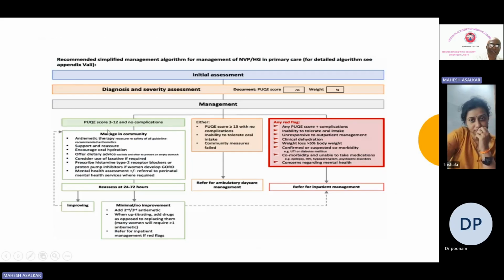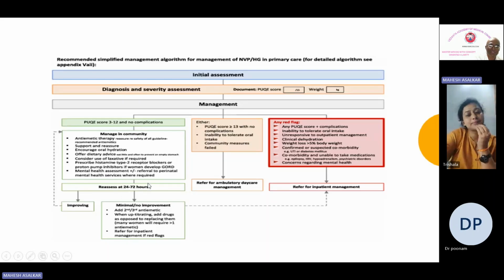Okay. While which patients can be managed in the community? Mild to moderate cases of nausea and vomiting. You just have to give support, reassurance, oral hydration, offer dietary advice, consider use of laxative if required, prescribe histamine type 2 receptor blockers or proton pump inhibitors, and some you have to do the mental health assessment.